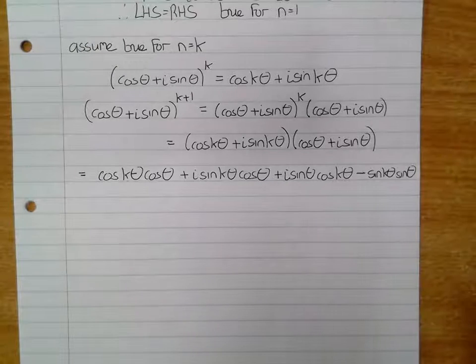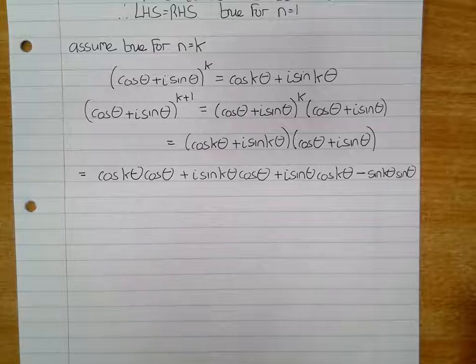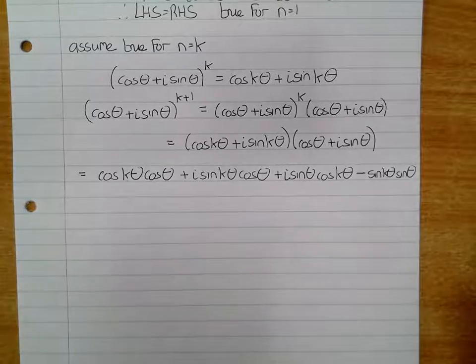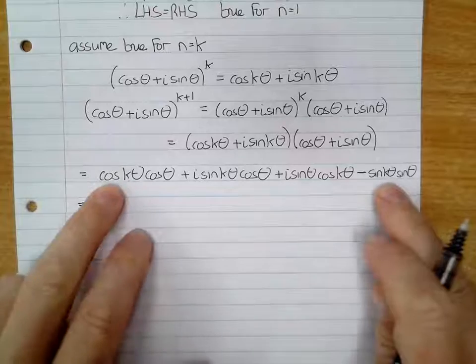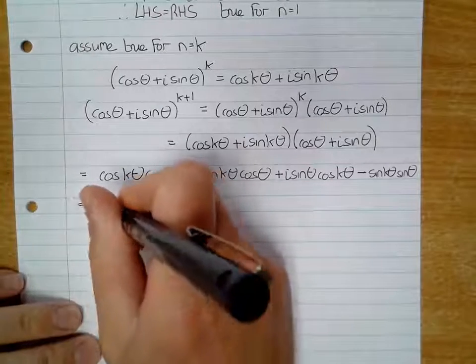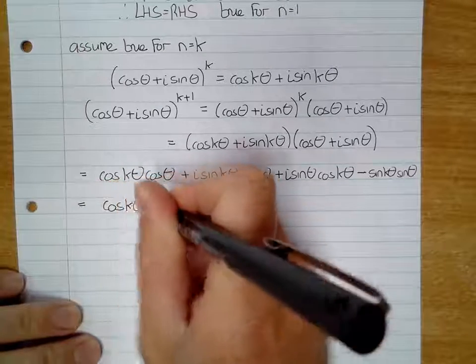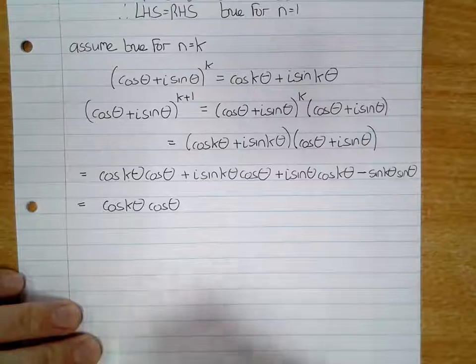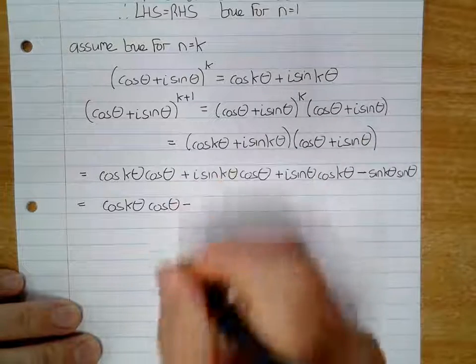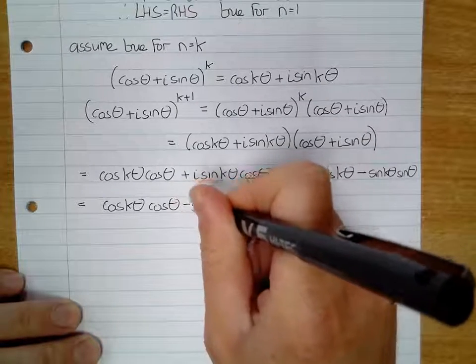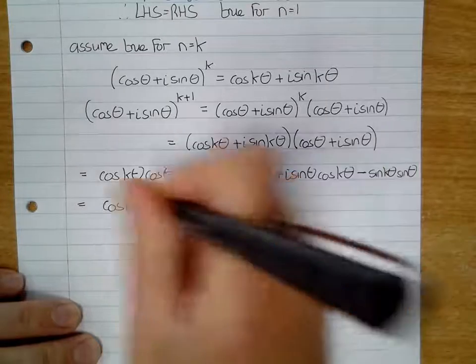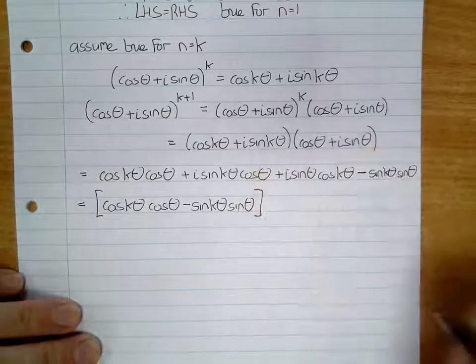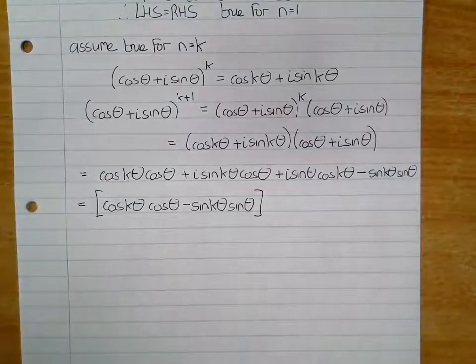Now, what on earth can we do with that? Well, the first thing we're going to do is change the order of it. So we're going to write these two things here as the first two terms. So we've got cos k theta cos theta, and then minus sine k theta sine theta. I'm just going to put those in a big square bracket. I don't know why, just fancy putting them in a big square bracket.